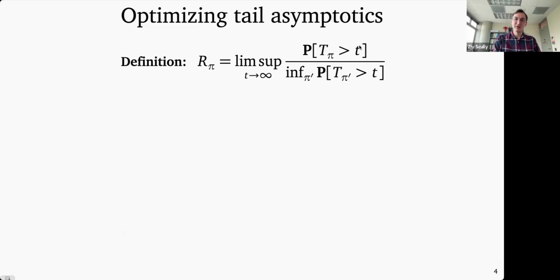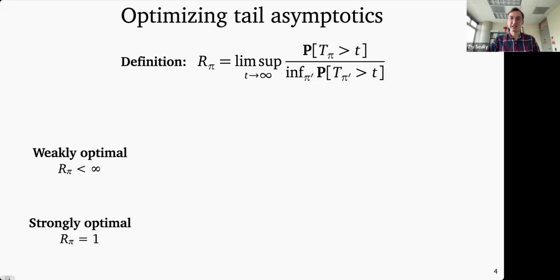Thanks. Okay, so here we've got our policy's tail in the numerator, and in the denominator, we have the best possible tail we could get for any policy, even one that's specifically tuned to this time t. And then we're going to take a limit of this ratio. The limiting ratio is the asymptotic competitive ratio of our policy. Obviously we want R to be small. Let's start with asking that R be finite. This is called a policy being weakly optimal. A policy being strongly optimal is when R pi equals 1.